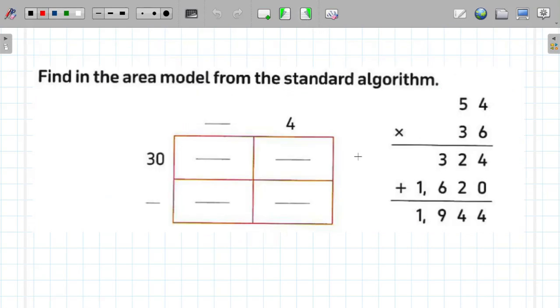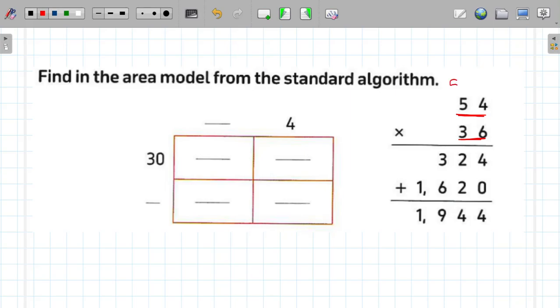Next, I will try to link between the area model and the standard algorithm. Okay, so I have an example like this. I have 54 times 36. And here I don't have the 10th digit here or the 1st digit here.